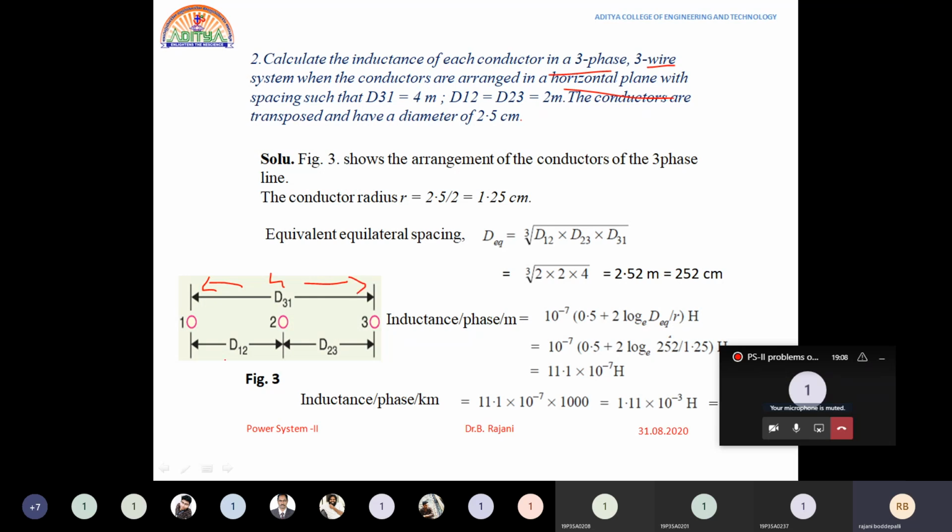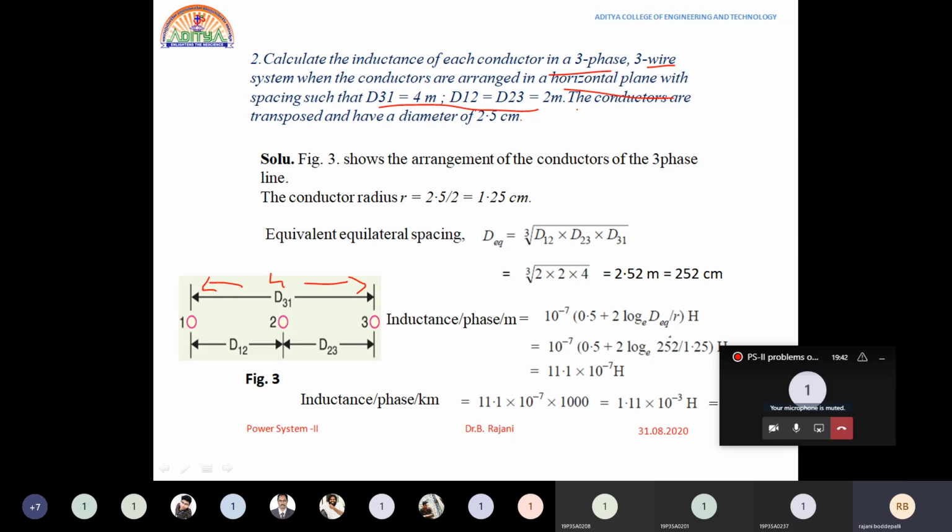D31 is the distance. Here D12 and D23 are 2 meters, as he had given. If D23 is 2 meters, what would D12 be? D12 is also 2 meters, because the total length is 4 meters. He has given in the question itself that D31 is equal to 4 and D12 is equal to D23 is equal to 2 meters. The conductors here are also transposed.